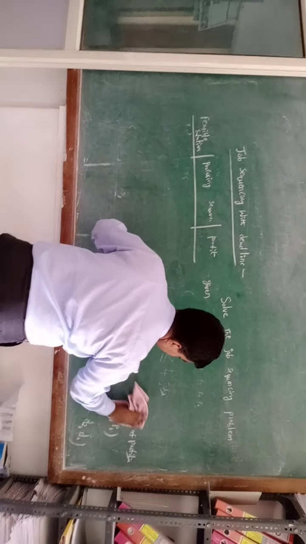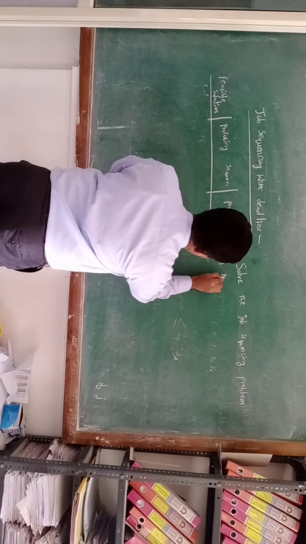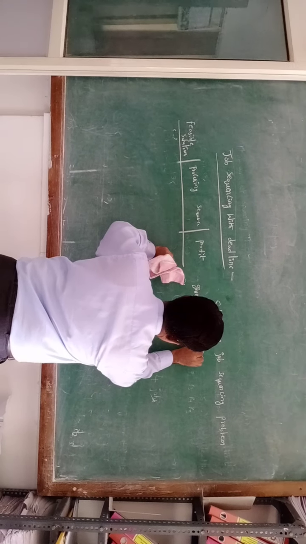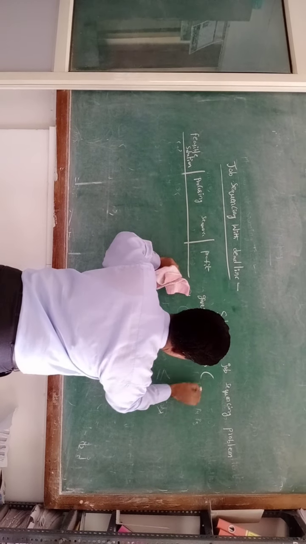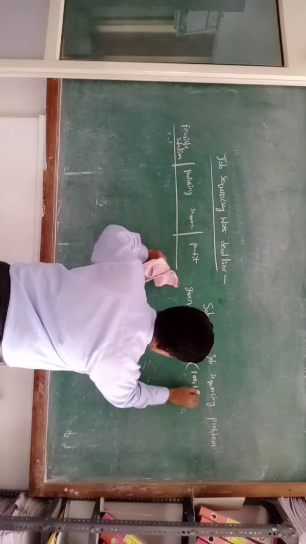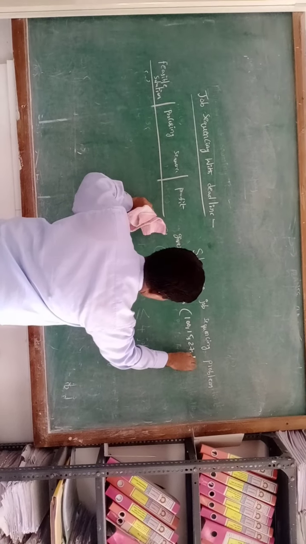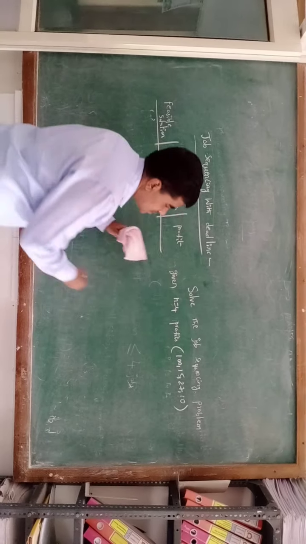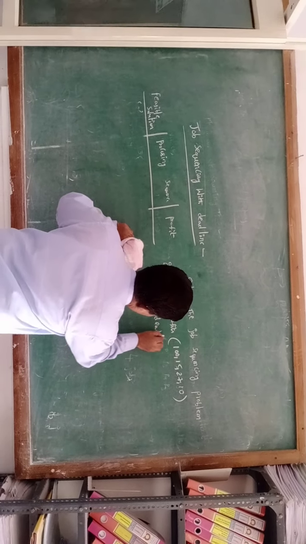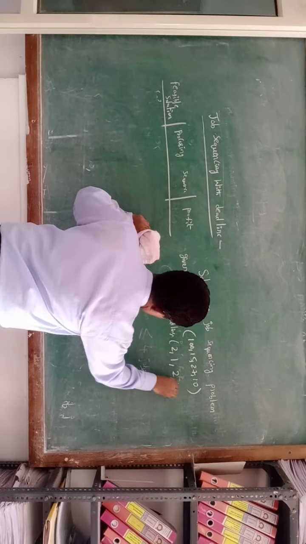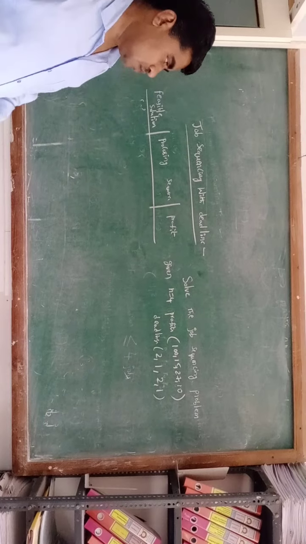Solve the job sequencing with deadlines, n equal to 4. See, 4 jobs are there and profits are 100, 15, 27 and 10. Suppose, and deadlines are 2, 1, 2, 1. Deadlines are 2, 1, 2, 1.